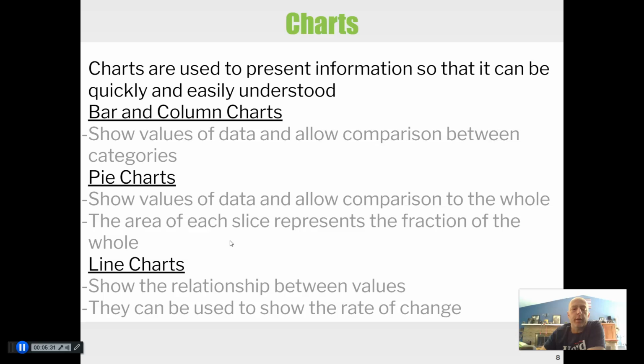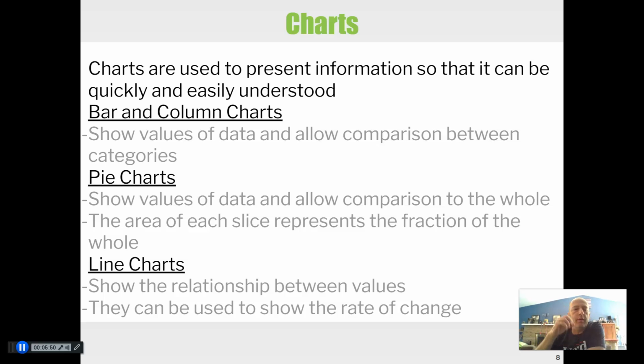And then we have line charts that show the relationship between values. They can be used to show the rate of change as well. So the steeper the line goes, the faster it's changing. The more shallow, or not as steep, the line goes, the slower the change. So they show rates of change as well.